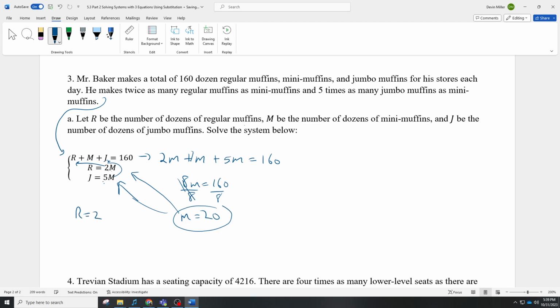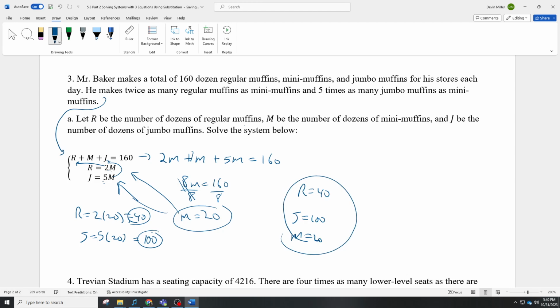So we have R equals 2 times 20, which would be 40. So we have 40 dozen of regular muffins. And then J equals 5 times 20, which would make it 100 dozen of the jumbo muffins. And if you were to add all 3 of these together, you should get a total of 160, which you do. 100 plus 40 plus 20. So R is 40, J is 100, M equals 20. That's all 3 of them.